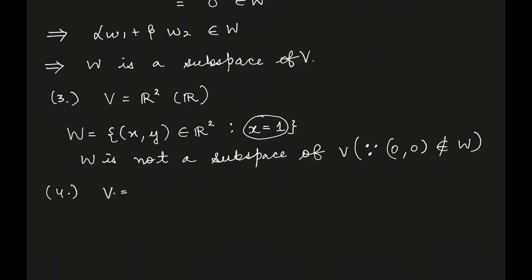V is equal to R square over R. W is equal to the set of (x, y) such that x is equal to y square. Tell me whether it is a subspace or not.